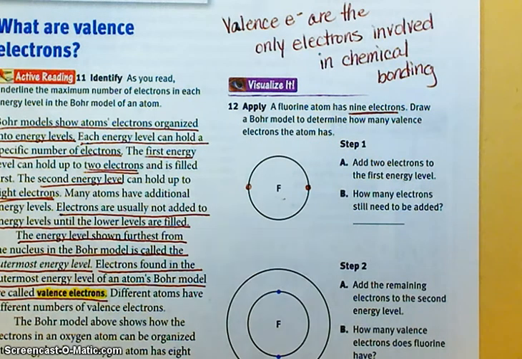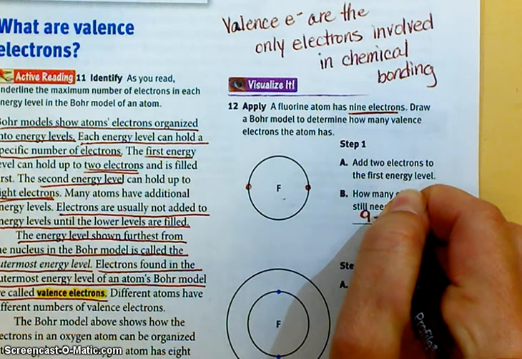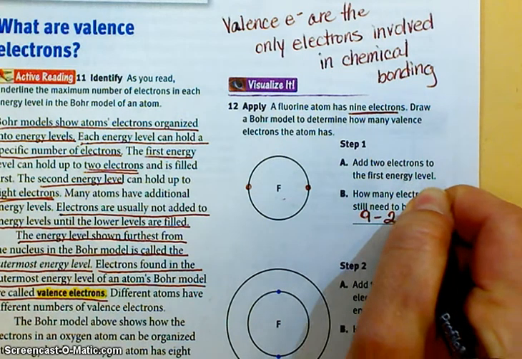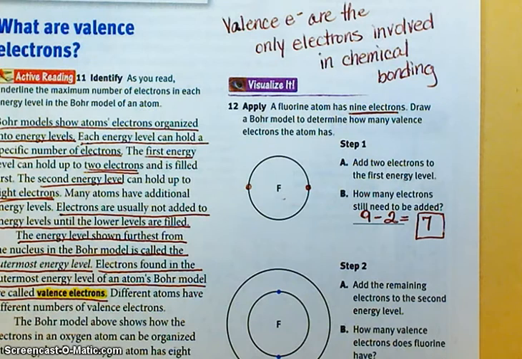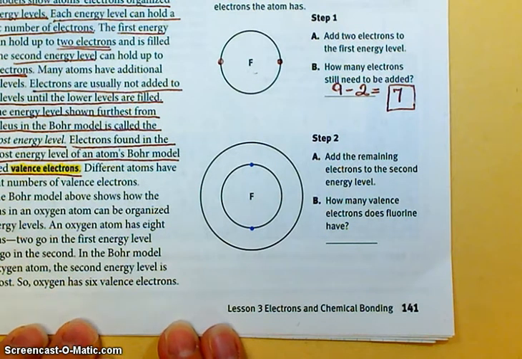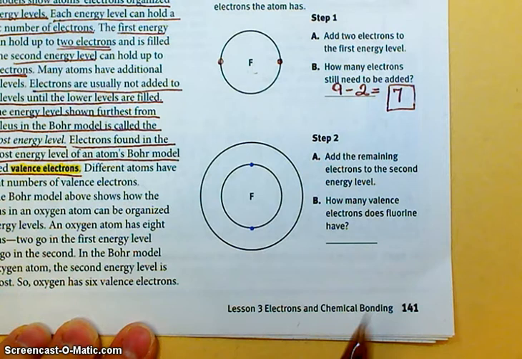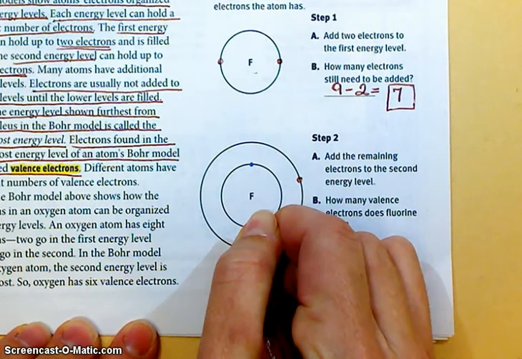How many electrons still need to be added? Well, we had a total of 9 that we had to do something with. We have taken care of 2, so we still have 7 to deal with. Is everybody okie dokie with that? All right. Add the remaining electrons to the second energy level. How many electrons still need to be added? 7. How many electrons can go in the second energy level? 8. So all of my 7 are going to go where? In the second energy level. I have room for all of them, so I'm going to draw 7 electrons.